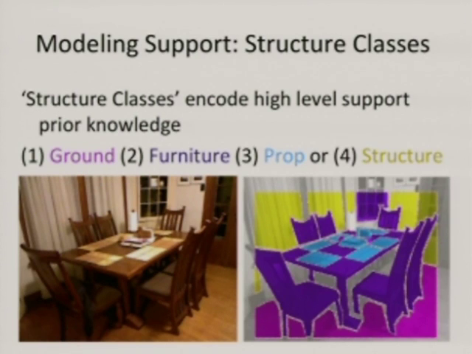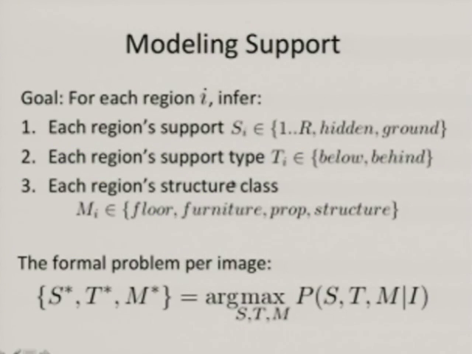Okay, so just to set up the formal problem, we've got this scene. We have a set of regions. For each region i, we want to figure out which is the supporting region. Is it one of the other regions in the scene? Is it the hidden ground or the ground itself? Then, once we've identified which region is doing the supporting, is it supported vertically or horizontally, i.e. from below or behind? And then for each region, is it one of these four structure classes: floor, furniture, prop, or structure? So the problem is, given the image, to figure out the optimal assignment for each of these different variables for each region.